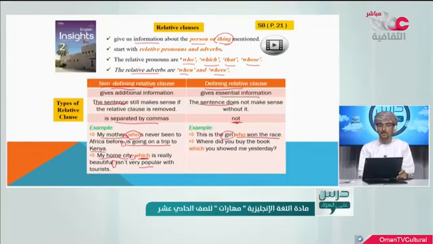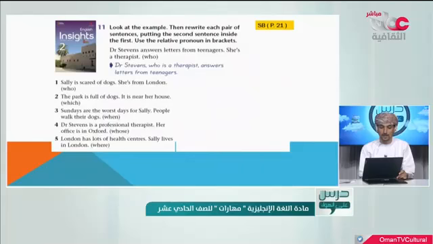The sentence does not make sense without it, and it is not separated by commas. Whereas a non-defining relative clause gives additional or extra information. The sentence still makes sense if the relative clause is removed. And finally, it is separated by commas, and you need to know this. Okay, good. Now, let us move to the task.